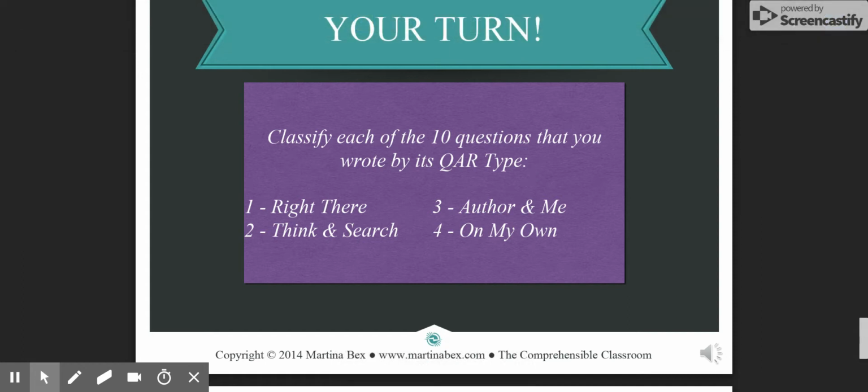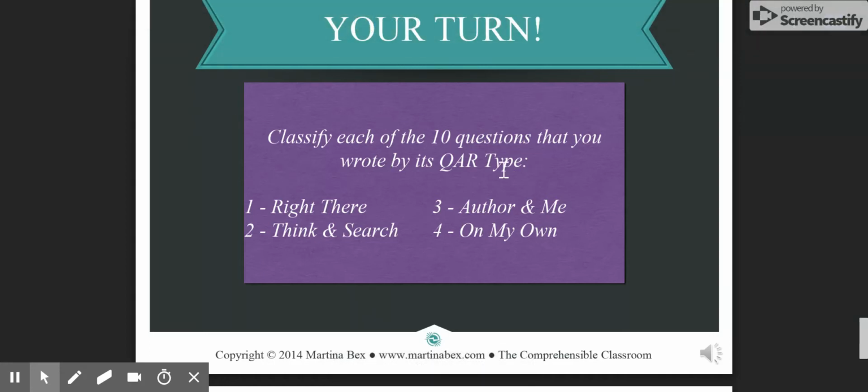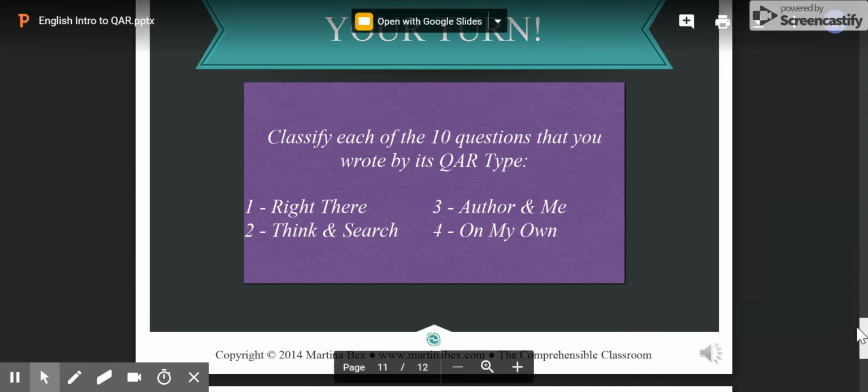All right, so what you can do today for extra credit is you can create some of your own questions, either based on the reading that we did today, that short little paragraph, or something that you're reading in class right now. You can write 10 QAR questions and tell me what type of question they are, and you can earn 1 PBIS point.